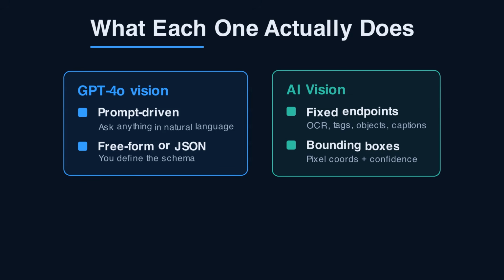Azure AI Vision is a fixed function API. It returns dense captions, object bounding boxes, Read OCR for text extraction, and tags, all with confidence scores and pixel coordinates. The mental model: GPT-4o Vision is a flexible analyst you instruct in plain English. Azure AI Vision is a deterministic detector that always returns the same structured fields.